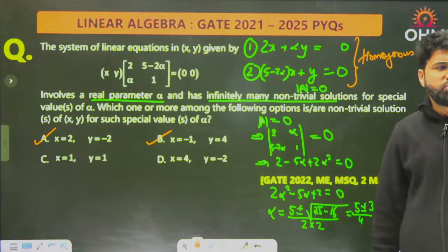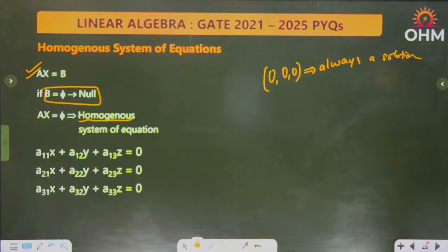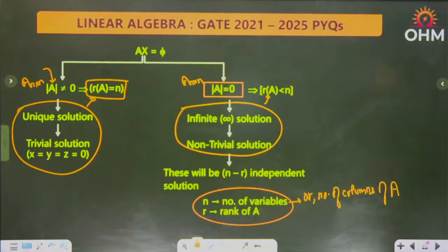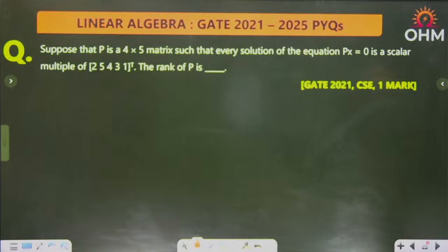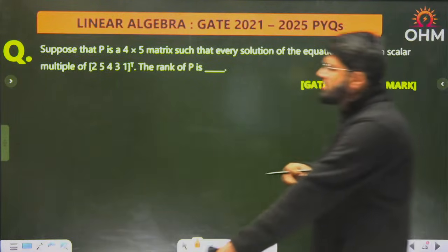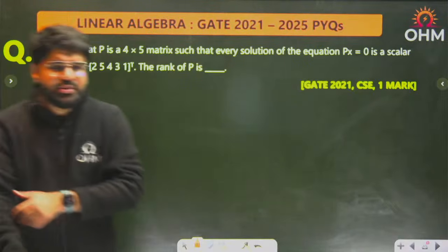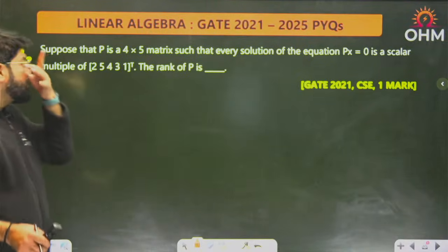Okay, let's go to the next question then. This was some quick review that I have taken. This question anyway we solved. GATE 2021 CSE, 1 mark. Just language you have to understand and answer the question. What is there in this question?